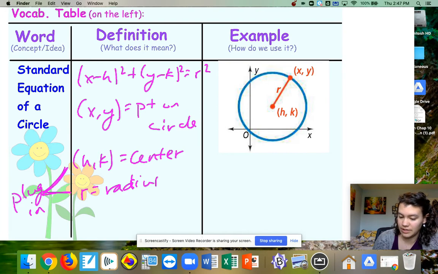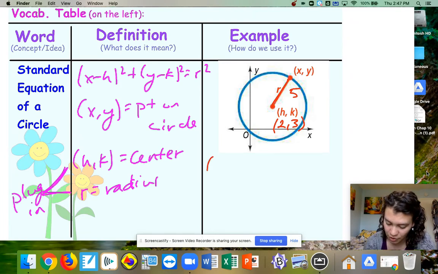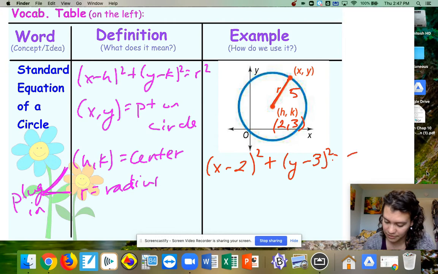So on the example over here, let's say the radius is 5, h, k will be 2, 3. So if we're writing the equation of the circle, we're going to leave x, don't touch that, don't do anything with it, and we're going to plug in 2, and then leave y, plug in 3, equals our radius of 5 squared. And then simplify down your radius. Your final answer will be (x minus 2) squared plus (y minus 3) squared equals 25.